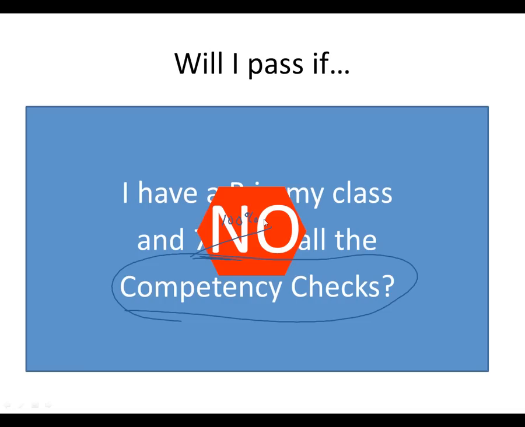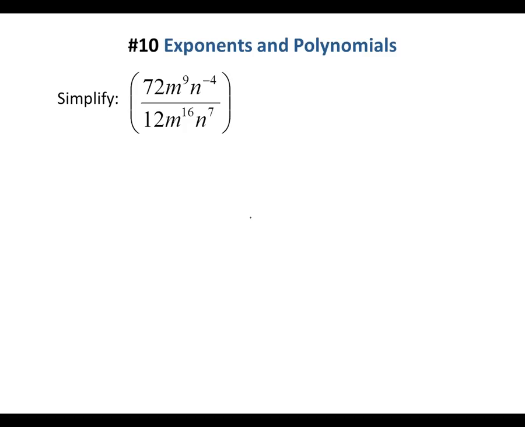Will I pass if I have a B in my class and a 70% on all the competency checks? Don't you wish? What's wrong with this scenario? You're supposed to get 70% on these checks? What are you supposed to have on these? 100. Okay, so is this going to be a yes or a no? This is a no. Now, in the case that you get a 70% on the final exam, you'll be okay? Yeah, you'll be okay.